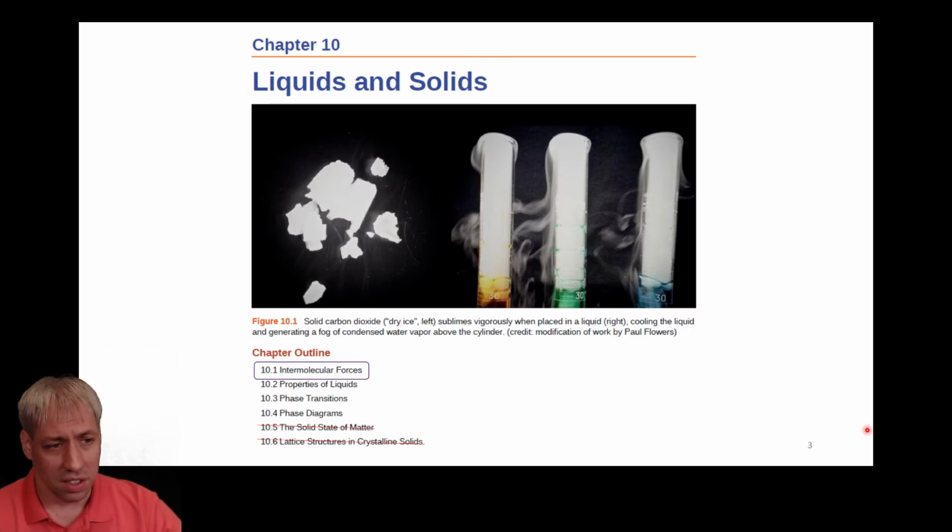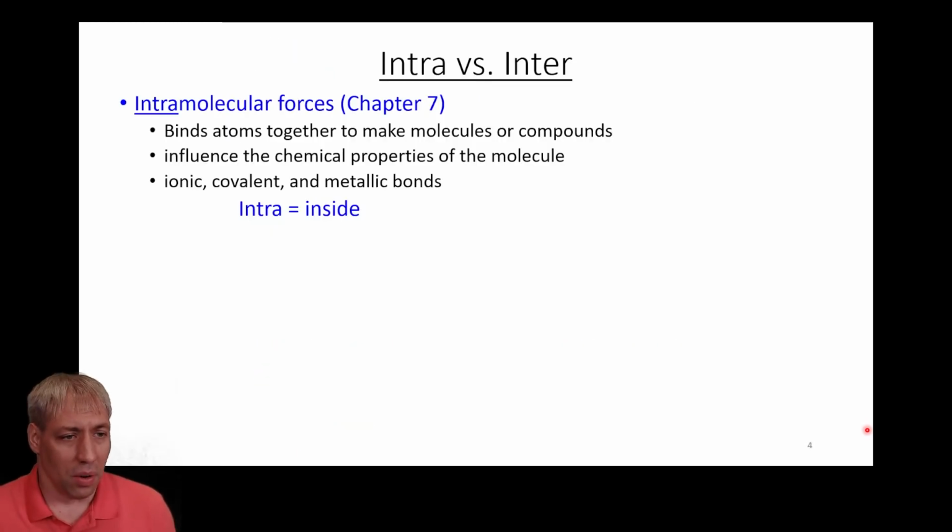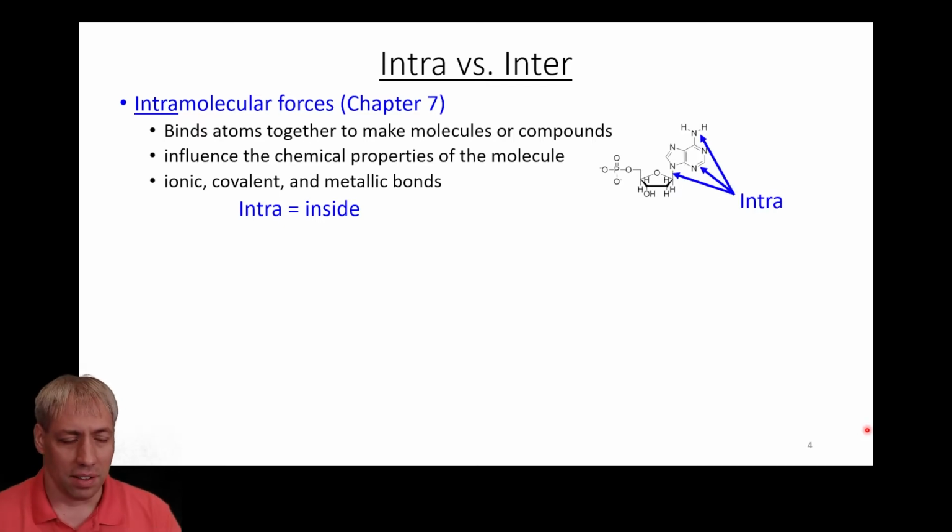And so again, our journey into liquids and solids starts with 10.1, which is intermolecular forces. And so what we're starting with is intra versus inter. What we talked about in chapter 7 was largely intramolecular forces. And intra in this case translates to inside. And it's basically the interactions within a molecule or compound, right? This is the covalent, ionic, metallic bonds. That's what dictates the connectivity and how it goes together, and then the 3D structure of a given molecule.